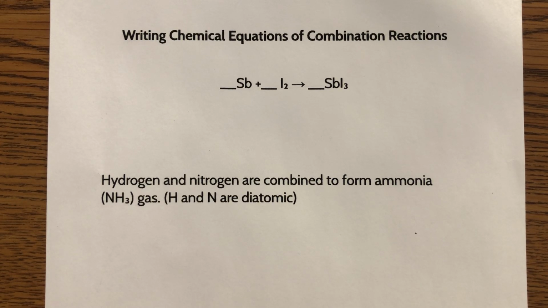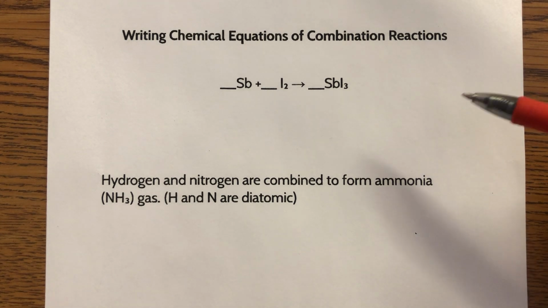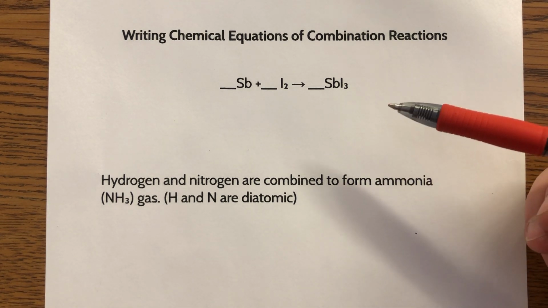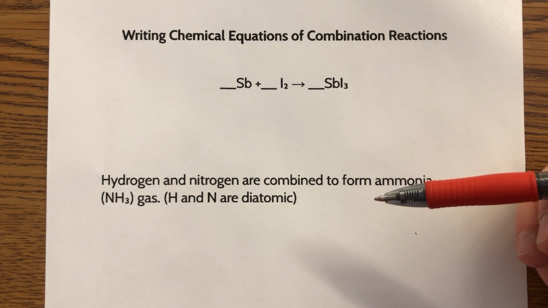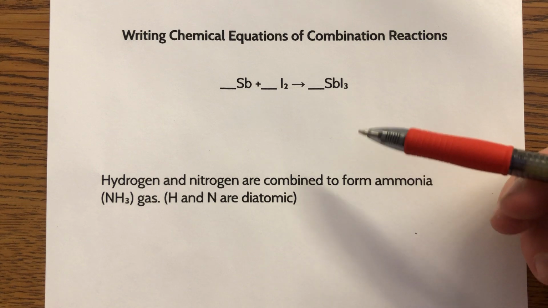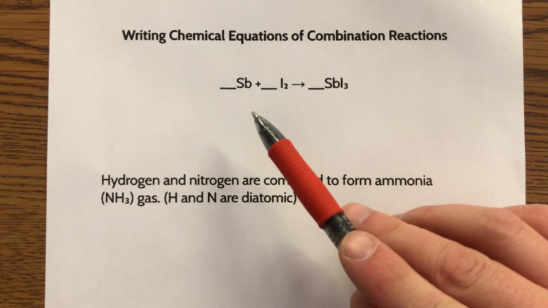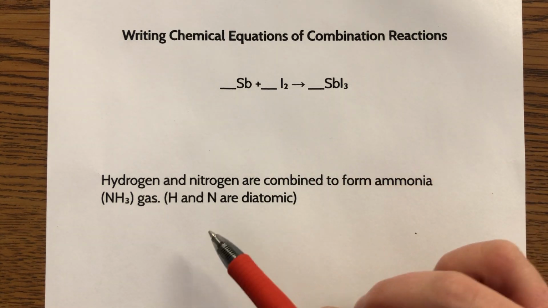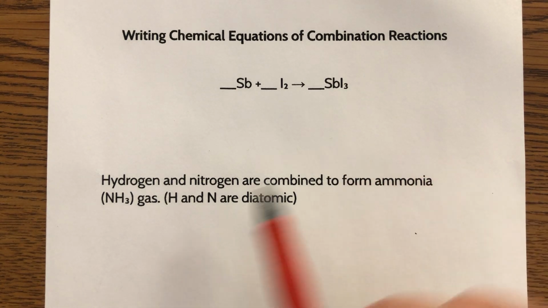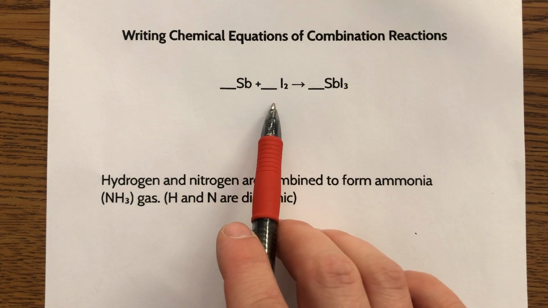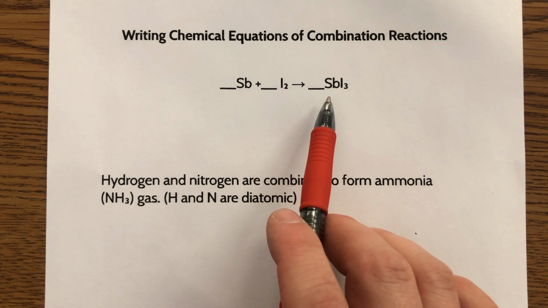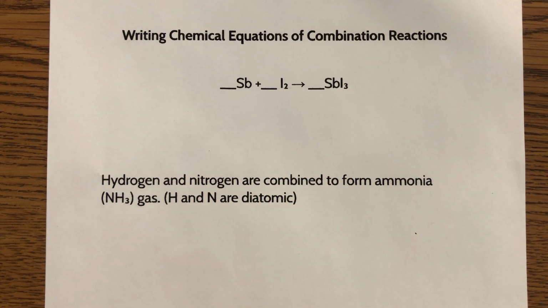Hello students, and welcome to another how-to video on writing chemical equations of combination reactions. And here we have two examples. They're found in your packet, so if you want to follow along there you can, or if you're on a separate piece of paper and practicing, you can do that. So here we have it in chemical formula, and then here we have a story problem that we're going to write out down below. So in this first reaction we have antimony combining with iodine to form antimony triiodide.